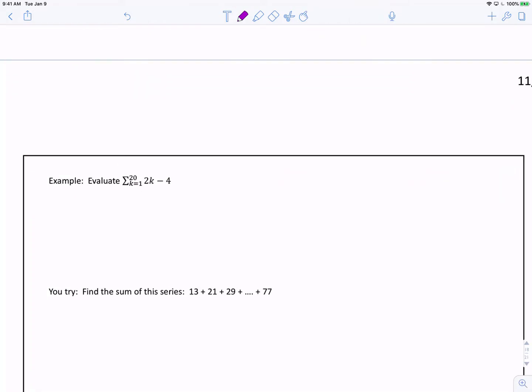Here's one more example. We're asked to evaluate the sum of the first 20 terms. So let's start getting some insight into what this series looks like. When k is 1, we have 2 times 1, which is 2, minus 4, which is negative 2. When k is 2, we have 2 times 2, 4, minus 4, which is 0. When k is 3, we have 3 times 2, 6, minus 4, which is 2. When k is 4, we have 2 times 4, 8, minus 4, which is 4.